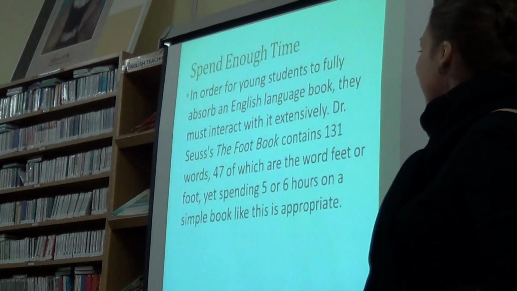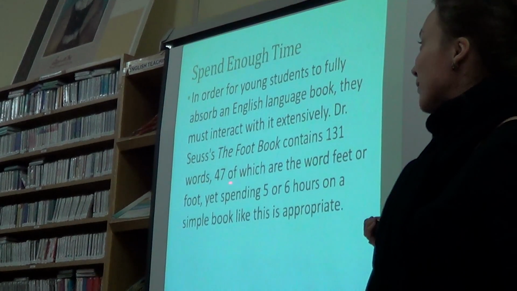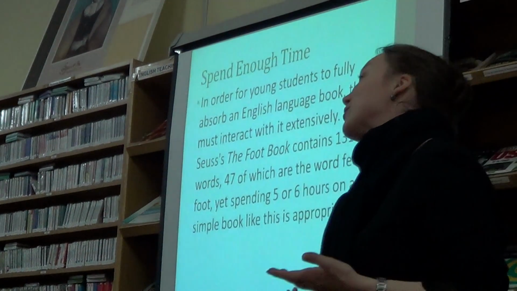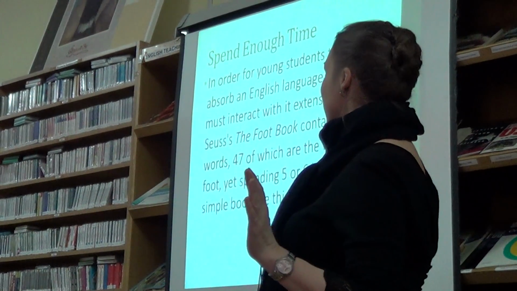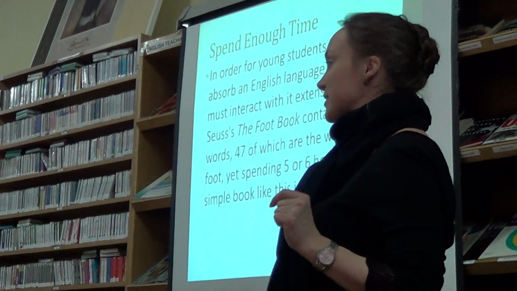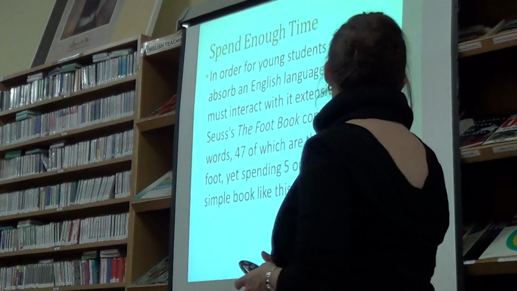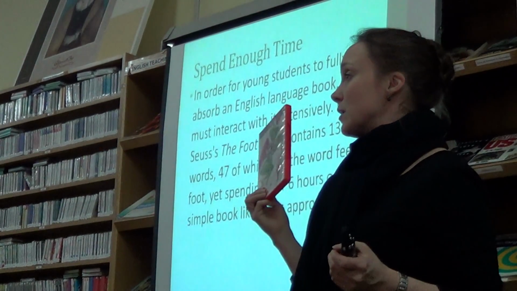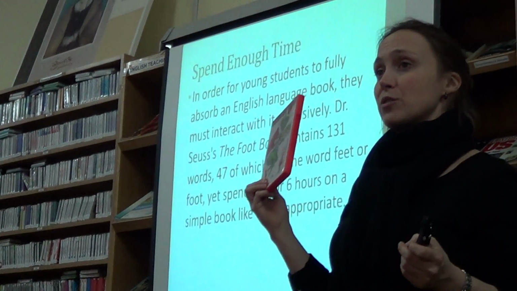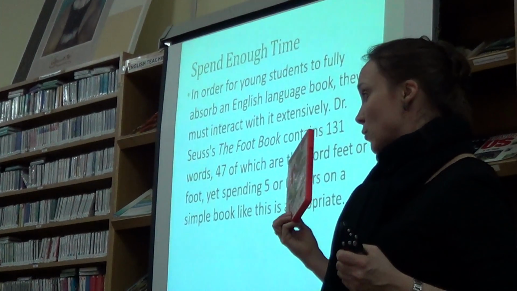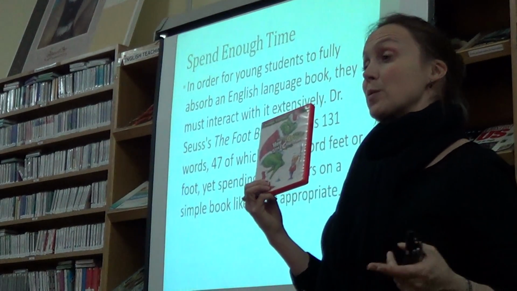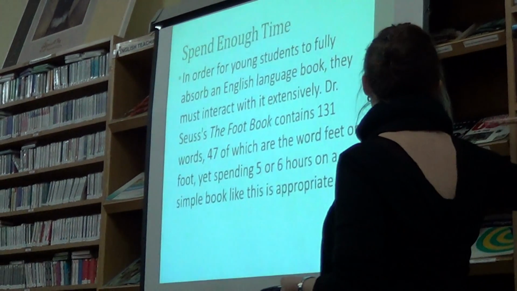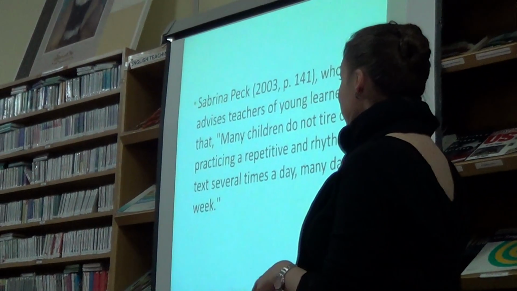And so, while you have only 131 words with 47 of them being feet or foot, you can still spend a lot of time, as you can see, 5 to 6 hours on this one book, so it's repetitive. It's the same as when we were looking at How the Grinch Stole Christmas. The actual book has a very small number of words, and a lot of it is repetitive. It's sing-songy, so you could actually sing it with them. That might help them with their reading. So, okay. Next.